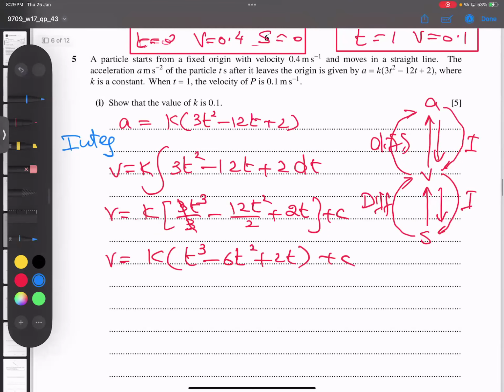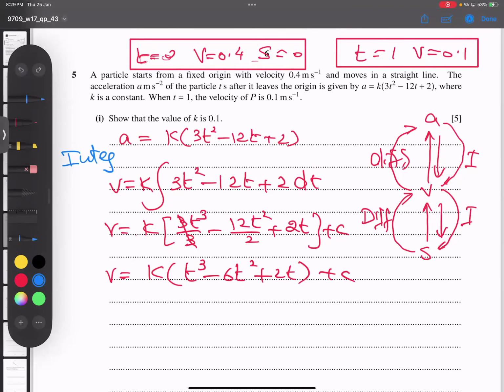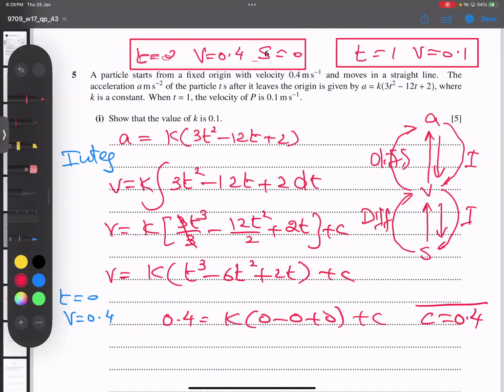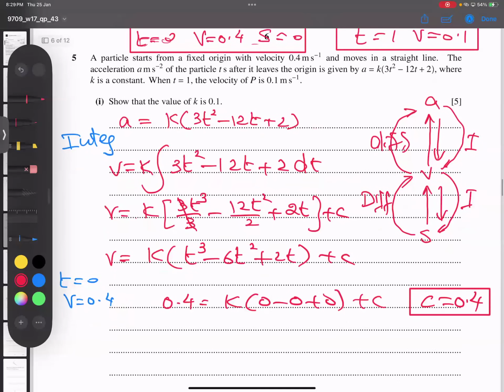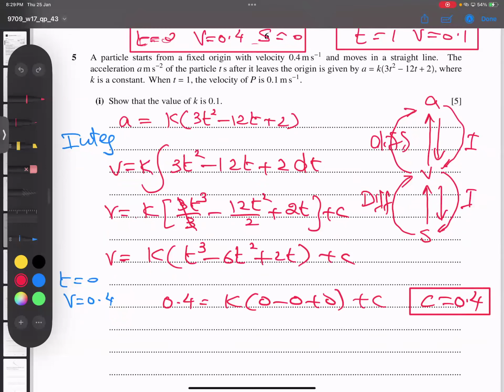Now I'll use this data one by one. At t = 0, v = 0.4. When I plug in t = 0, what happens? 0.4 equals k times (0 minus 0 plus 0) plus c. Finally, I got c value 0.4. If you're not getting 0.4, it means some mistake is there. Please plug back into the equation. Some students try to solve without plugging back; you have to plug back, and this way the question becomes easy.